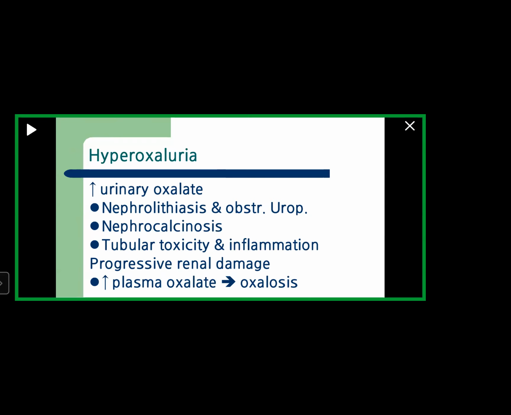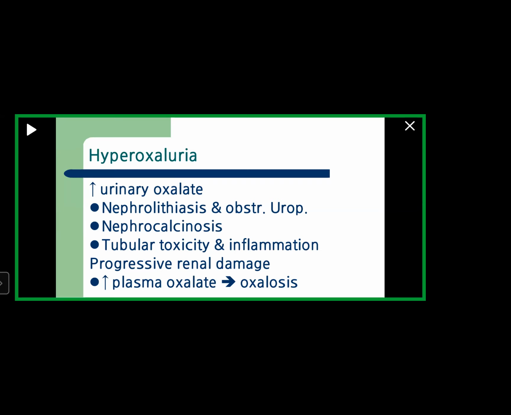But those three factors, the stones and obstruction, the nephrocalcinosis, and the tubular toxicity and subsequent inflammation, are going to be associated with progressive renal damage. And when the kidney function becomes impaired, remember, oxalate used to be excreted in urine and it doesn't go anywhere else.